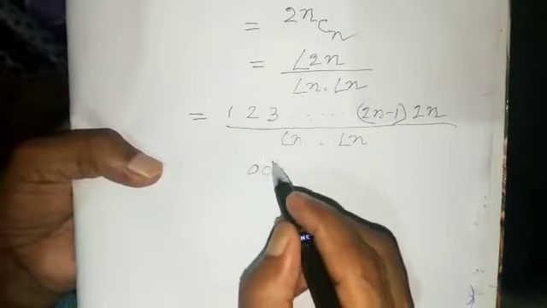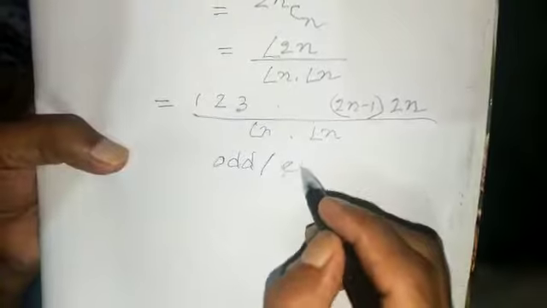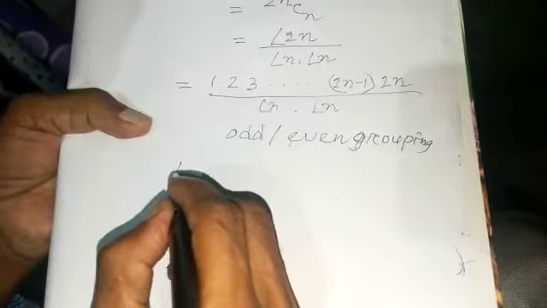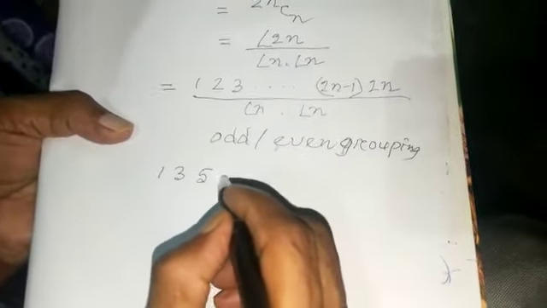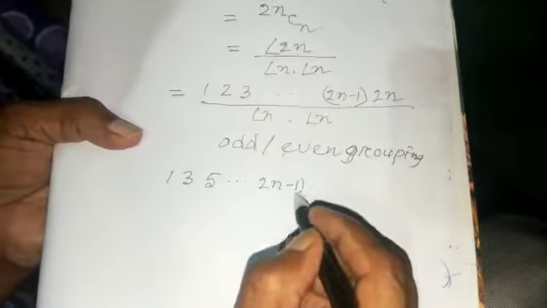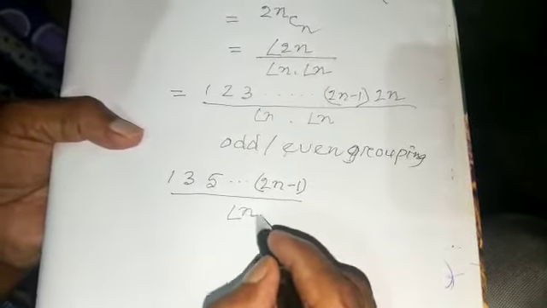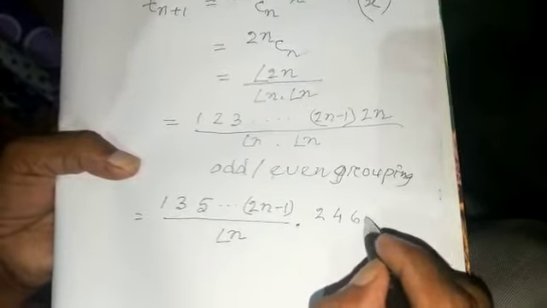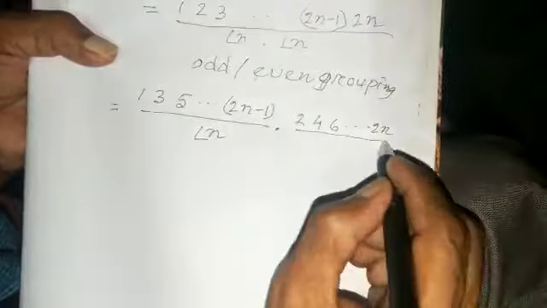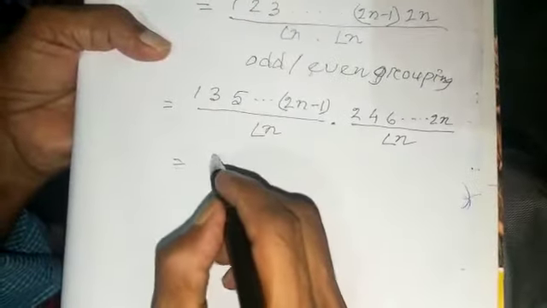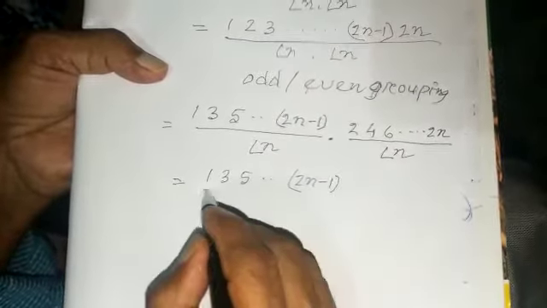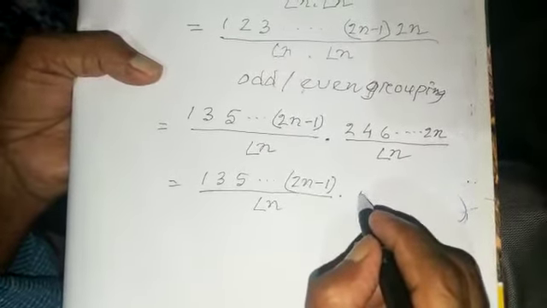Now odd-even grouping: (1·3·5·...·(2n-1)) / n! · (2·4·6·...·2n) / n! = (1·3·5·...·(2n-1)) / n! · 2^n.